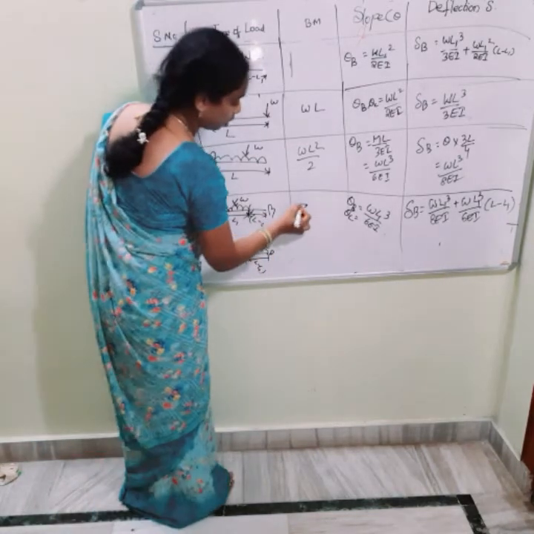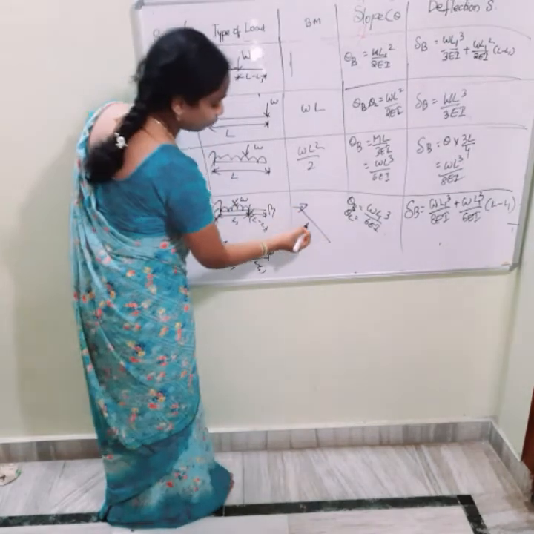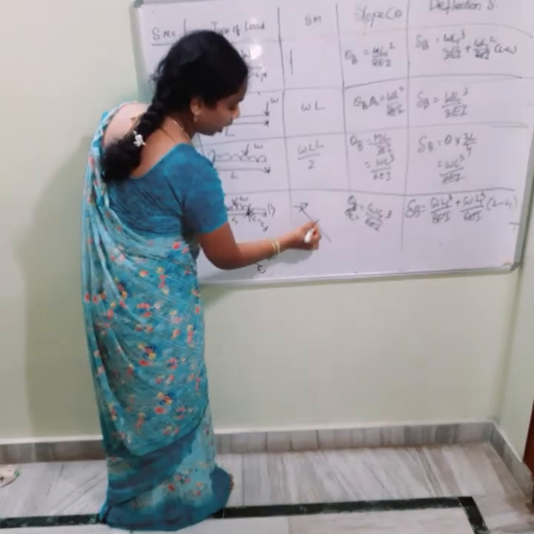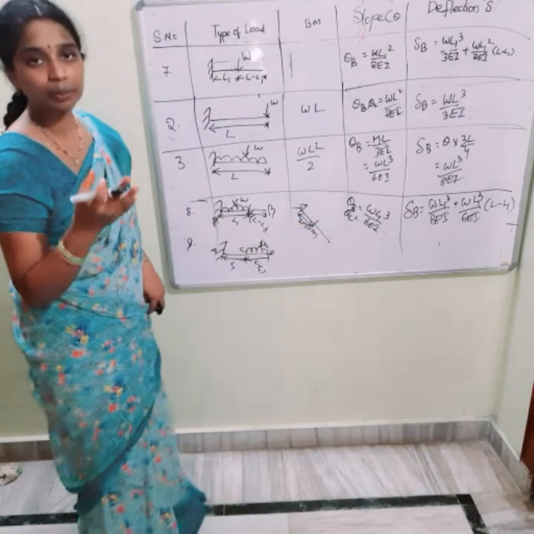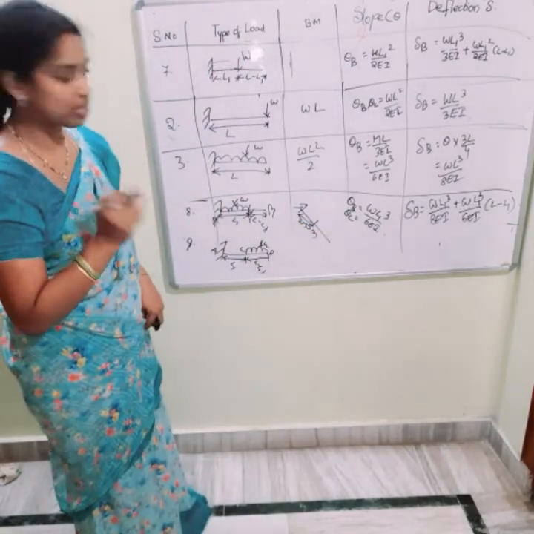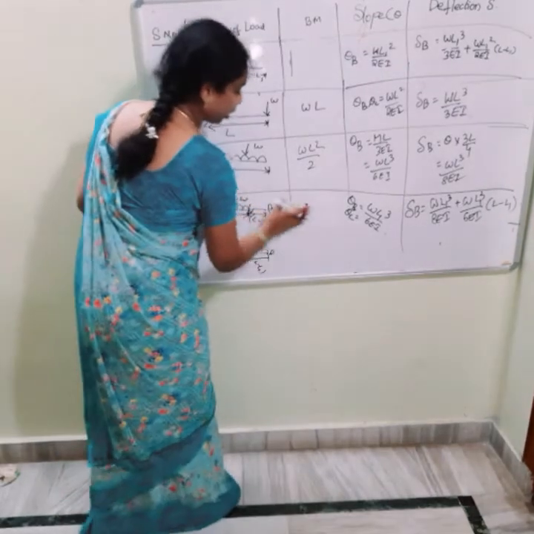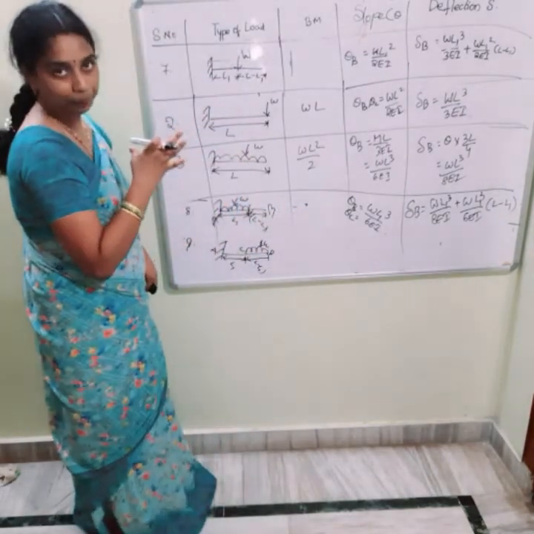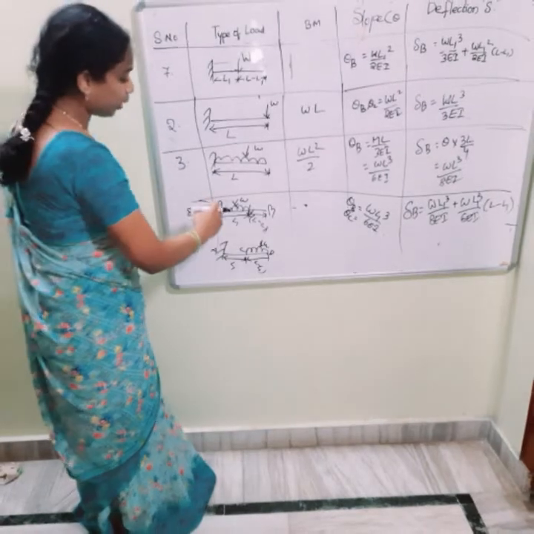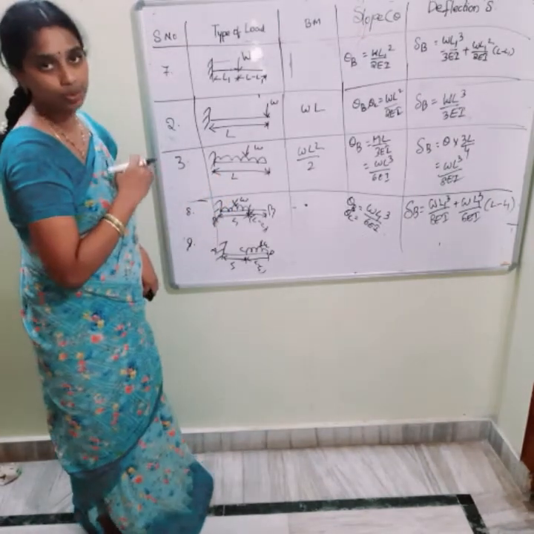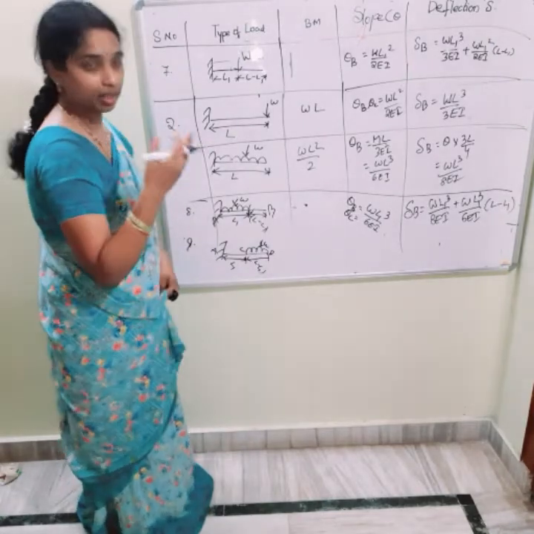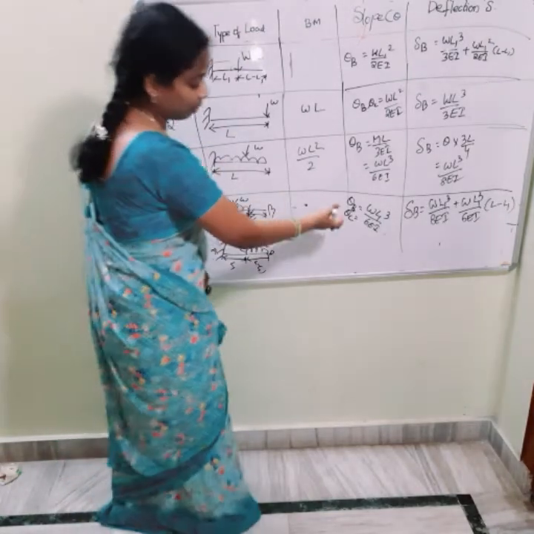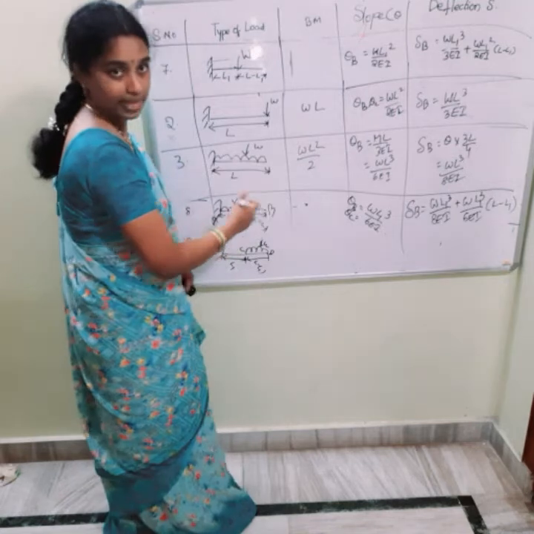For example, see here, this is my whole span. If I know the value is 5 meters, and up to here the value is 2 meters, how do I calculate this value? It is nothing but 5 minus 2, which gives 3 meters. Same procedure here. I know the whole span formula, slope and deflection value. I know the left half of the span, slope and deflection value. Then how do I calculate the right half of the span? It is nothing but subtraction.